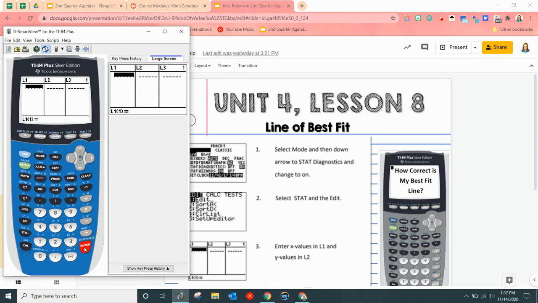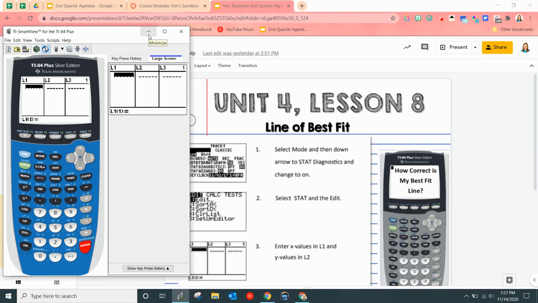Okay, now look where we are. List 1, list 2, list 3. We have seen this before. We have done this before. You're right, we have. This is not new. The only new step was hitting mode and turning Stat Diagnostics on. We have already done everything else we're going to do.